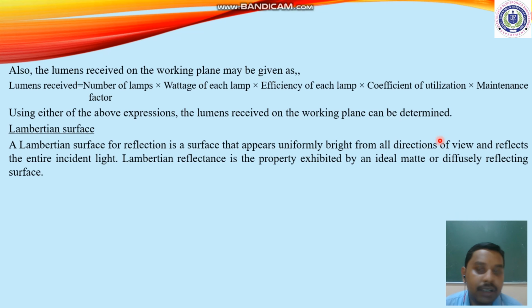Next is the Lambertian surface. A Lambertian surface is a reflecting surface that appears uniformly bright from all directions of view and reflects the entire incident light. Lambertian reflectance is an ideal diffuse reflecting surface.